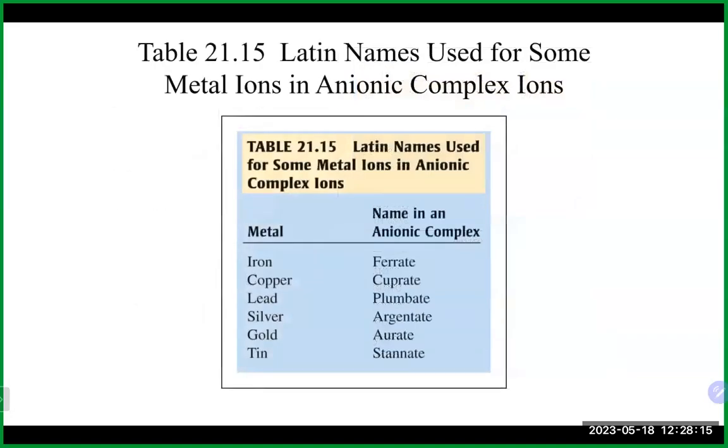And here are those older school or origin names for the metals. Again, these would be the names that you would use, and typically they end in ate if the complex ion part is negative. So again, instead of iron, it'd be ferrate. Instead of copper, it'd be cuprate. And stannate for tin and so forth.